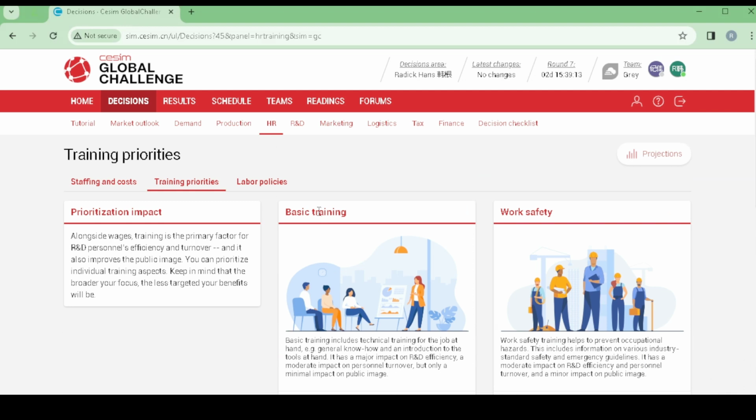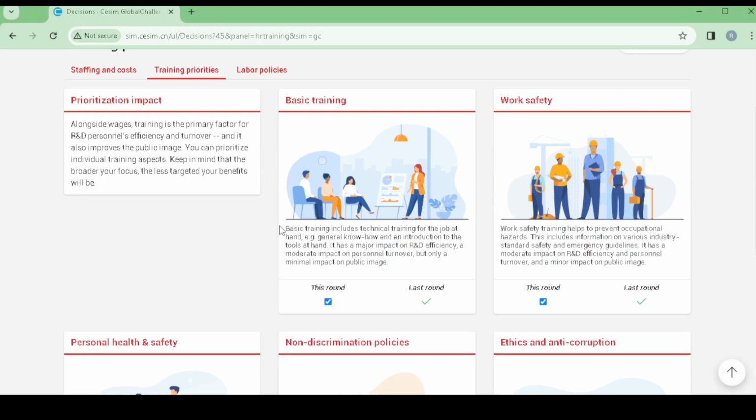So first things first. First one, you have the basic training. And under the basic training, we're going simply to talk about the technical training for the job at hand, for the workers to have a general know-how and an introduction to tools at hand. Then it has a major impact on the R&D efficiency, moderate impact on personnel turnover, but only a minimal impact on the public image. So it doesn't have a very big impact on the public image, but it has an impact on the R&D efficiency and a moderate impact on personnel turnover.